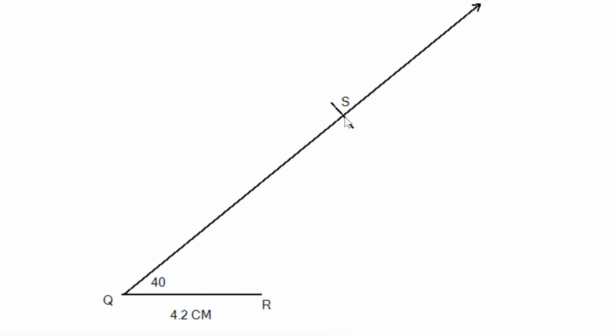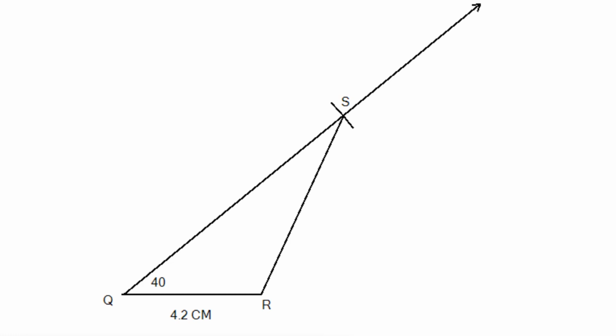Construct segment SR. How much is SR? 5.9 here. So now we have to locate point P. Only P remains. Q and R are fixed. Now what is the condition on point P? Perpendicular bisector of SR.